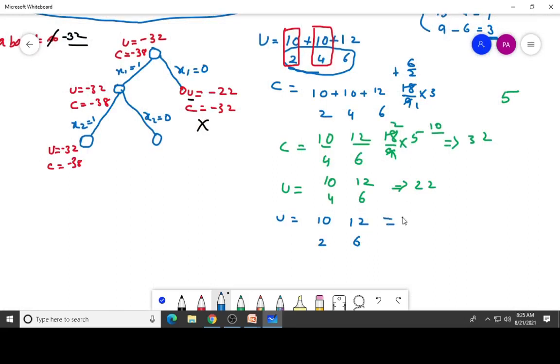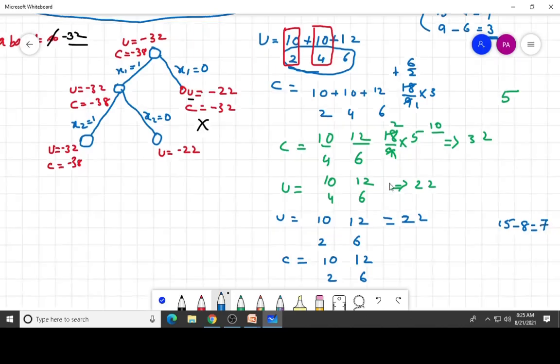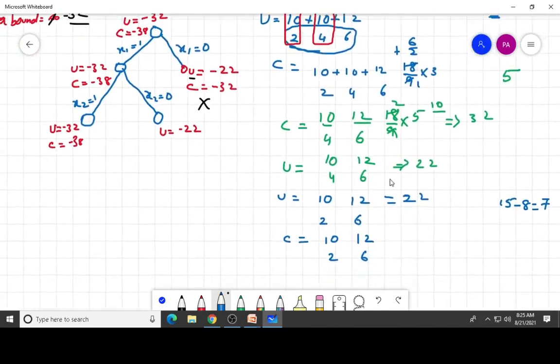So what is the upper bound? 22. So here U is equal to minus 22. Now again see the cost. Cost is equal to same thing. First item we added, third item we added, fourth item. What is the remaining? 15 minus 8. So what is the remaining size for the 15 minus 8? Remaining is 7.